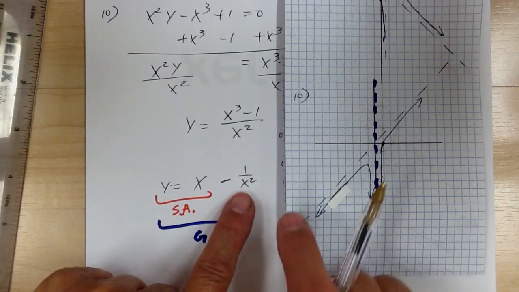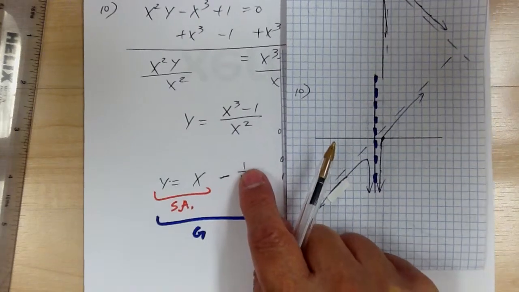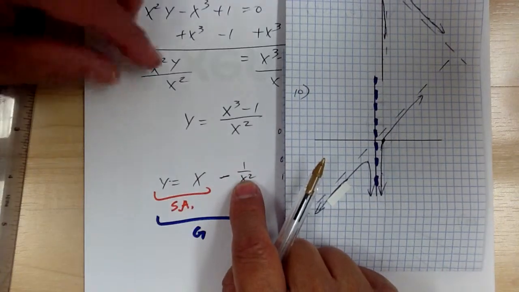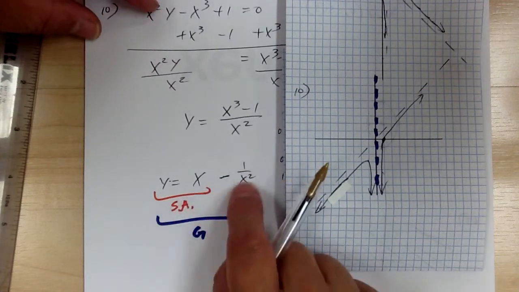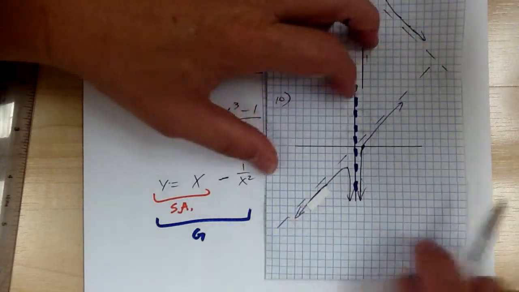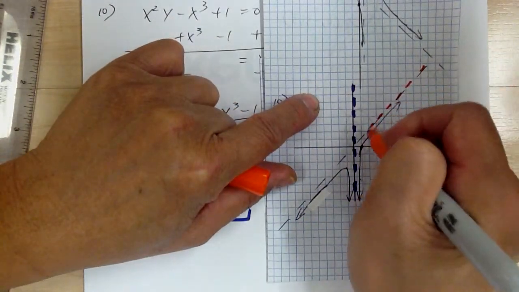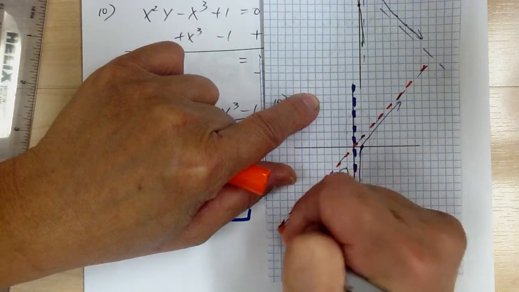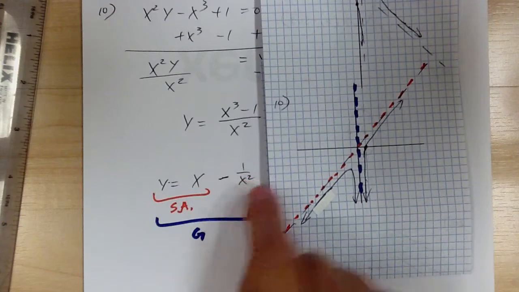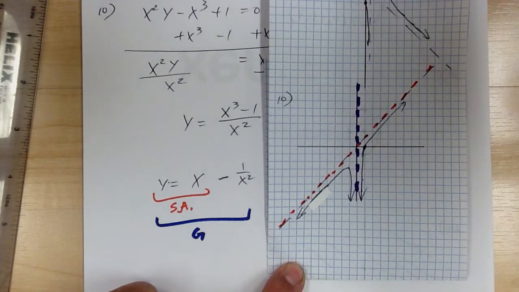So notice that this is the x squared, so this is always positive. If this is always positive, graph is always the slant asymptote minus something. That's why it's below here and below here, right? So again, this is your slant asymptote. The graph is slant asymptote minus something, so it has to go down. So that would be your graph.